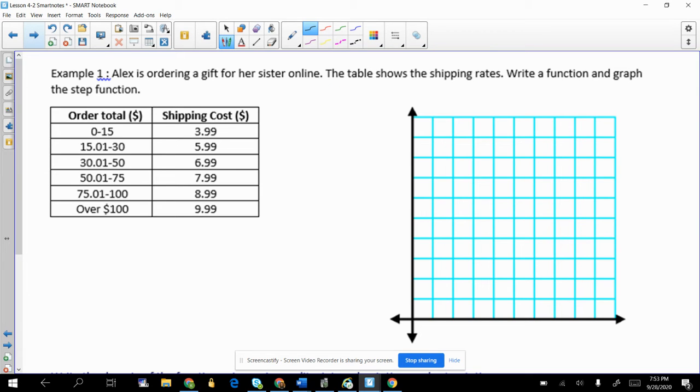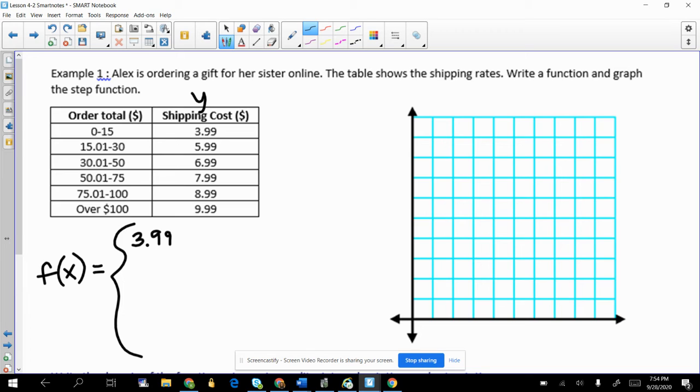And this is more so what you'll see. You'll see different types of word problems. So in this word problem, it says, Alex is ordering a gift for her sister online. The table shows the shipping rates. Write a function and graph the step function. Okay, so first thing we need to do is write our function. In that last example, the function was given to us, but right now it's not given to us. We need to write this one out. So we have all of our different shipping costs here. Those are actually going to be your Y values or like your inputs. So let's go ahead and put those here.